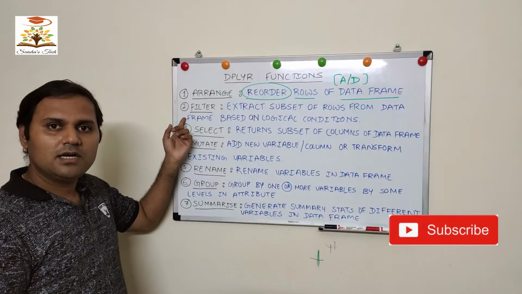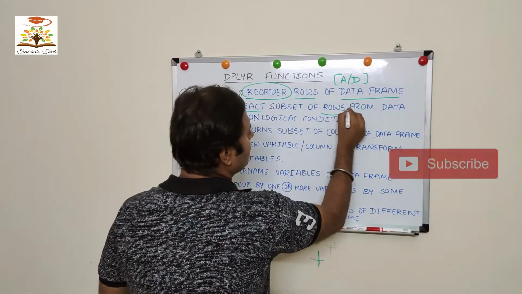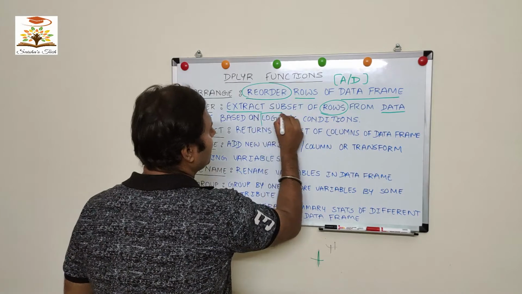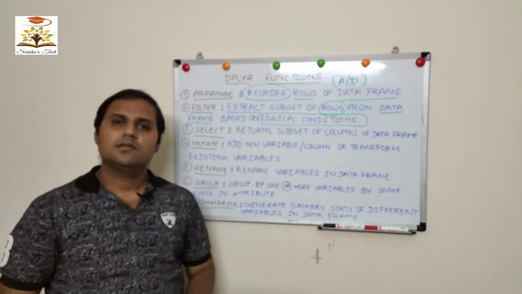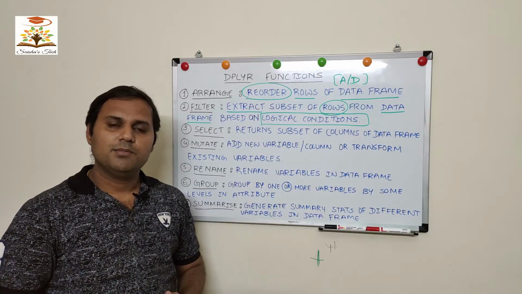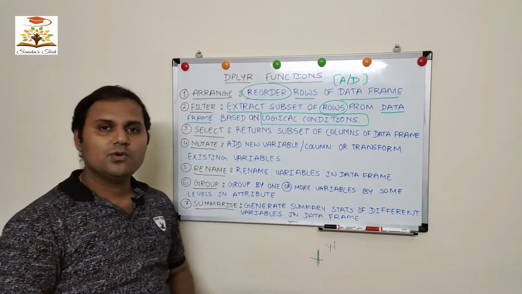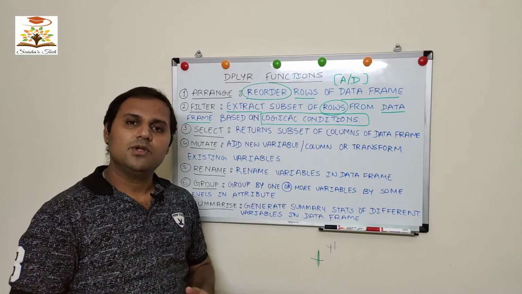Similarly, we have a function called filter. Filter extracts rows from the data frame based on a logical condition. Consider you want to subset the data below number 50. Then filter helps you to subset all the rows with numbers below 50.